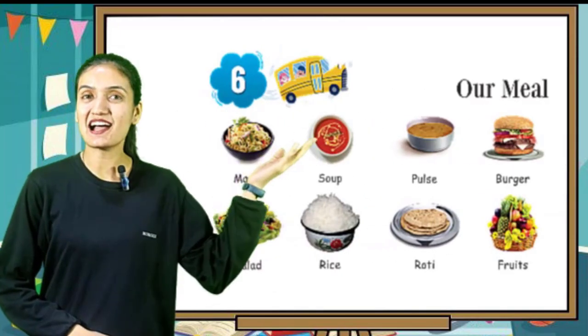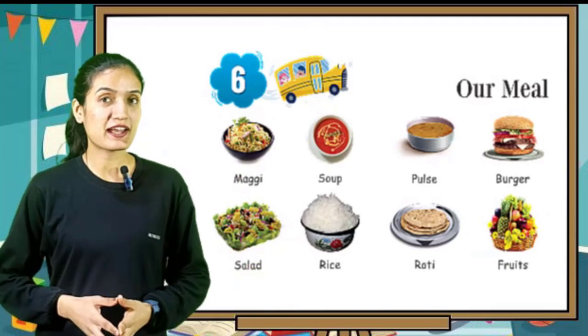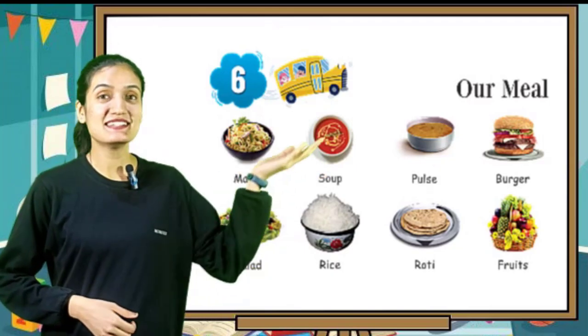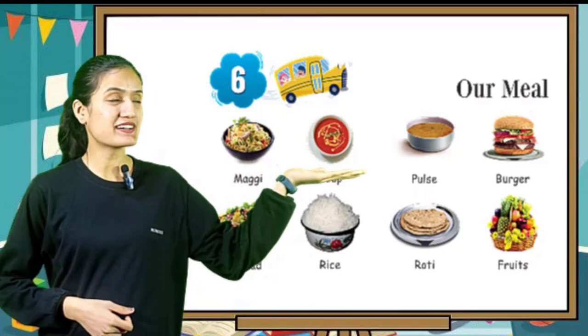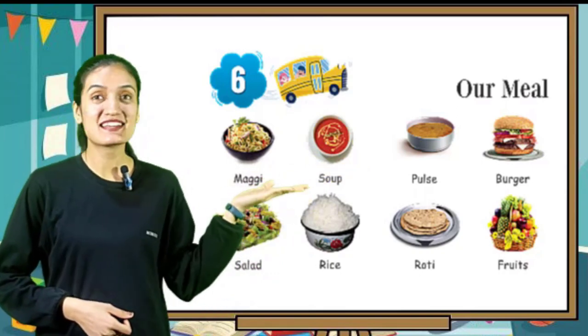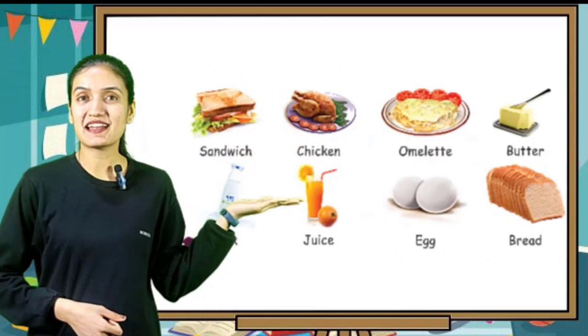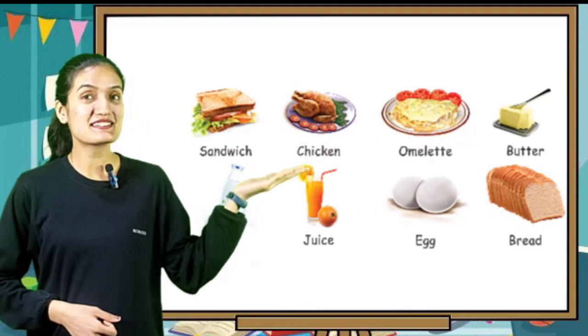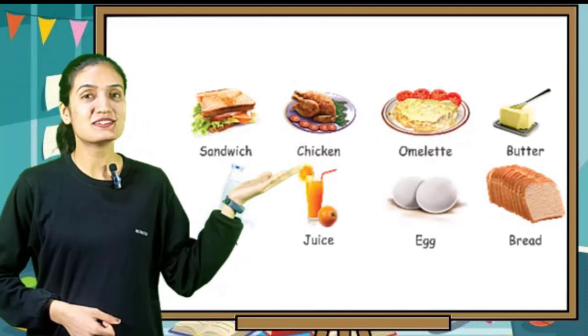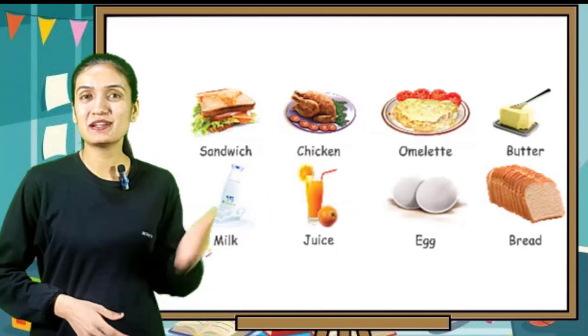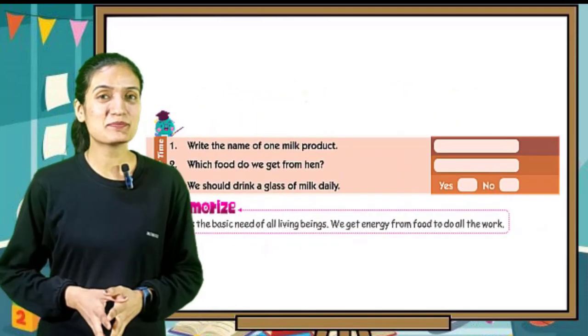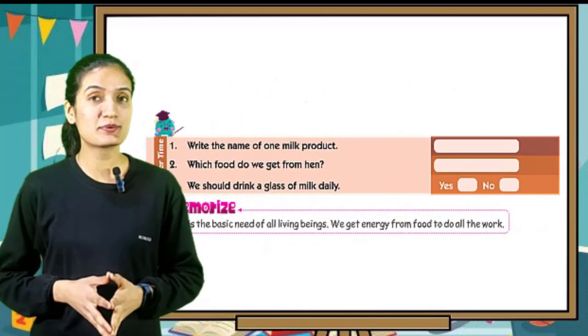Chapter number 6, food. Here are some food items given. Maggi, soup, pulse, burger, salad, rice, roti, fruits, sandwich, chicken, omelette, butter, milk, juice, egg and bread. Now the answer time. Write the name of one milk product.